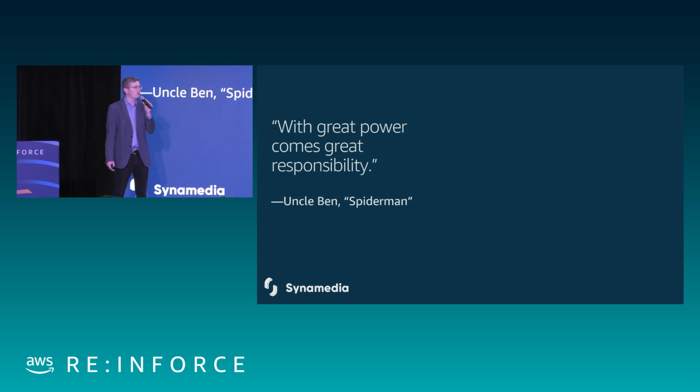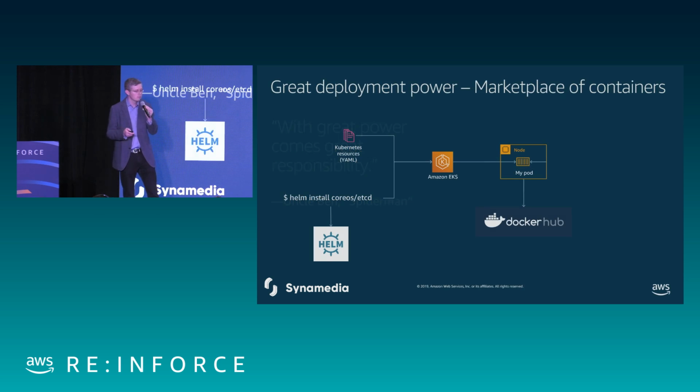Kubernetes is a very, very powerful framework. It has a lot of parts to it, and there's a lot of power that you're giving to your engineers because they can deploy applications very, very rapidly. But there's a lot of responsibility then on the security side to make sure silly things don't happen. So I'm going to give you three examples of powers that you might have when you deploy with Kubernetes, and some of the responsibilities of those. So the first of these deployment powers that you have is the marketplace of containers, right?